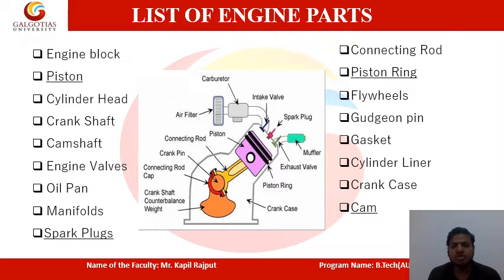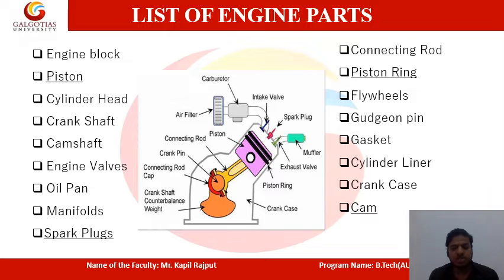So here you can see this diagram. There is a list of engine parts. Different parts are shown: engine block, piston, cylinder head, crankshaft, camshaft, engine valves, oil pan, manifolds, spark plugs, connecting rod, steering, flywheels, piston pin, gaskets, cylinder liner, crankcase, cam.